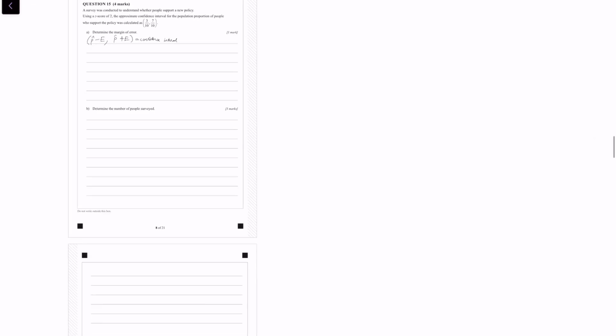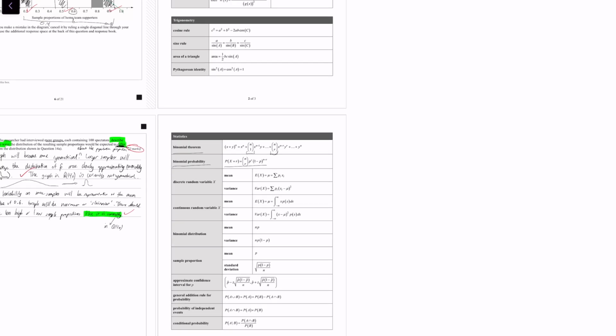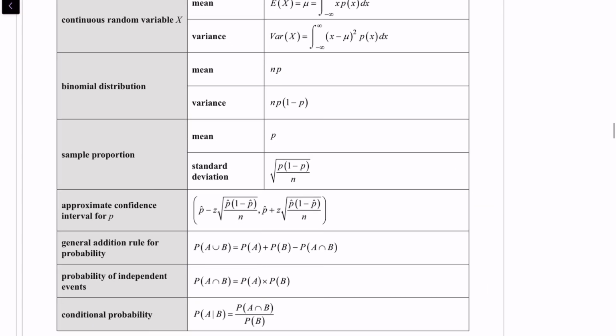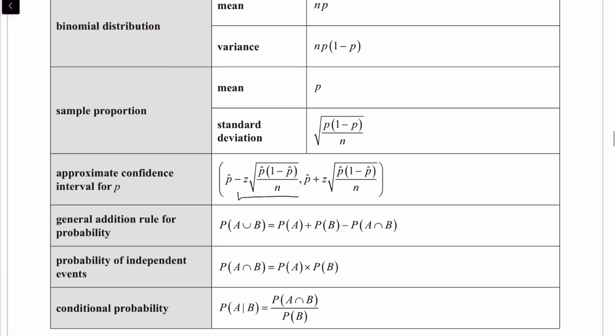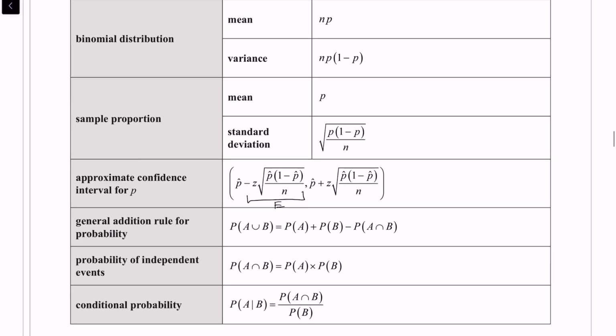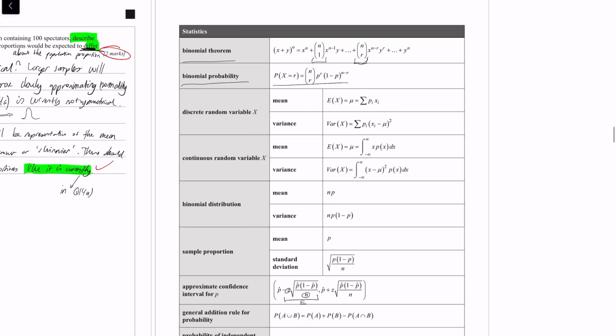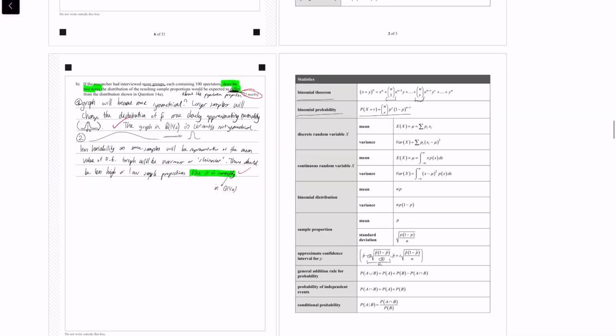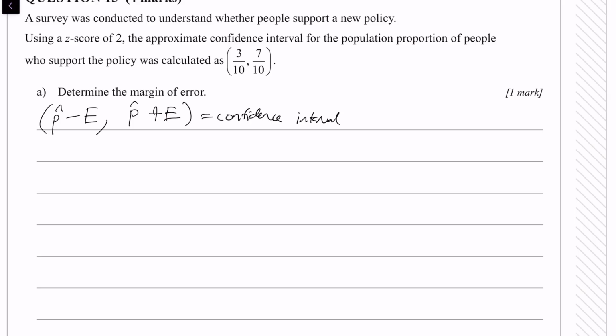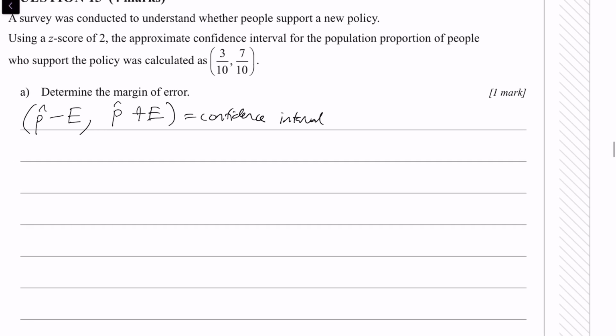I don't think it's in your formula sheet, but I might be incorrect. Basically this here is your margin of error. That is your formula. You can remember that or just take that as it is, but because we don't have z, we don't have n, but we have our actual values, we can just calculate the margin of error given our confidence interval. We can cancel out the p hats and get left with the negative E and so on. So this is similar to simultaneous equations.